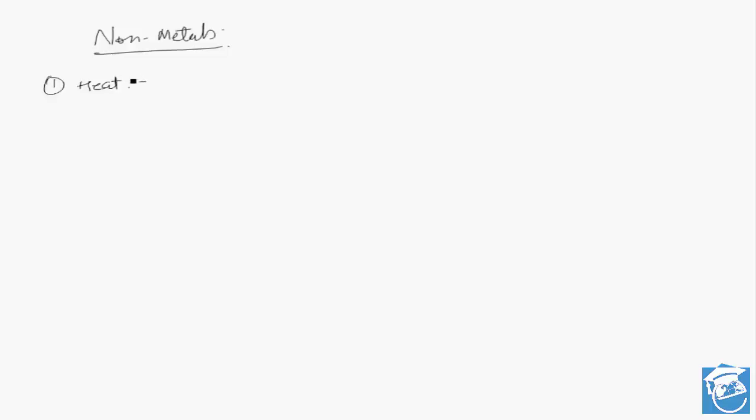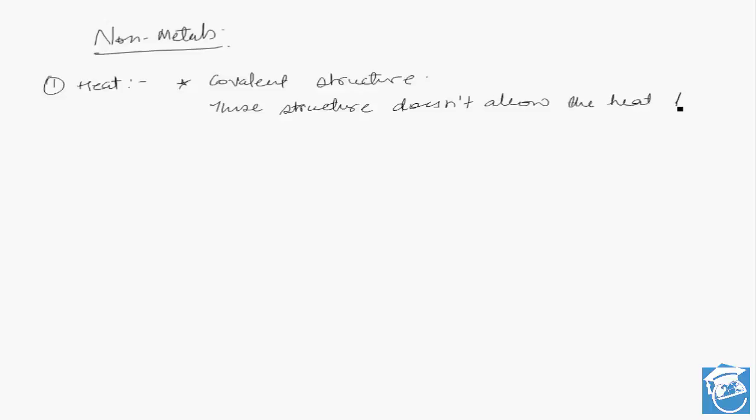First we talk about the heat. Why we say non-metals are bad conductors of heat and electricity. Most non-metals have a covalent structure. These structures basically do not allow heat energy to travel from one point to another.